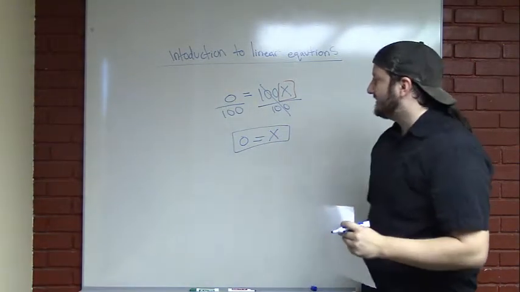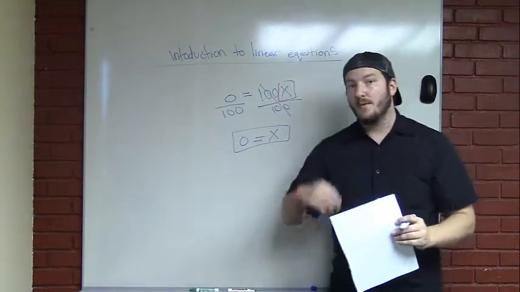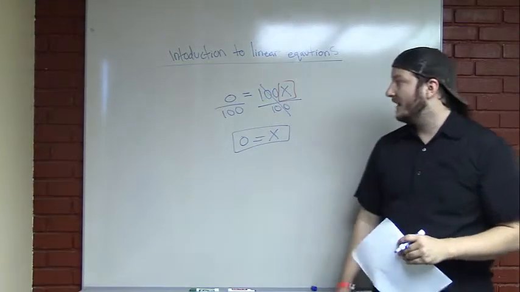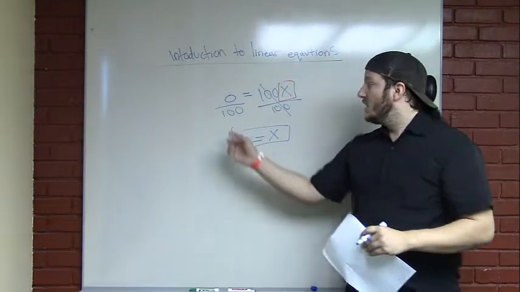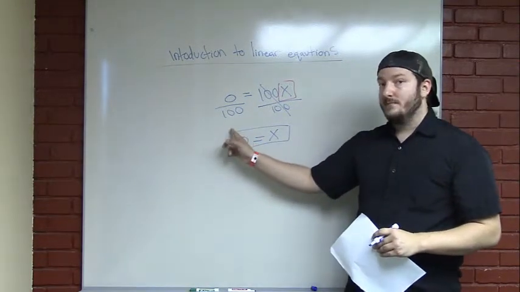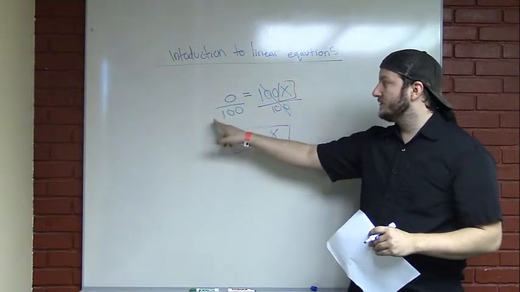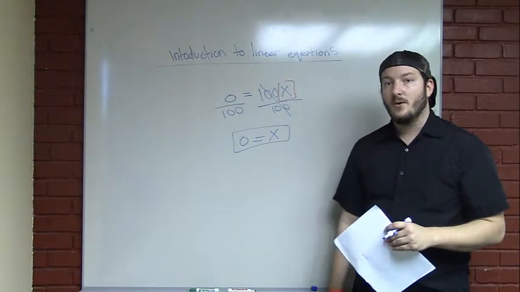Okay? And I guess I should add one more thing. If you ever, for some reason, have 0 on the bottom, the answer would be, it's undefined. Okay? Because you can never, ever, ever divide by 0. So you can never have 0 on the bottom. That's undefined. But if you have 0 on the top, 0 divided by anything is just 0.